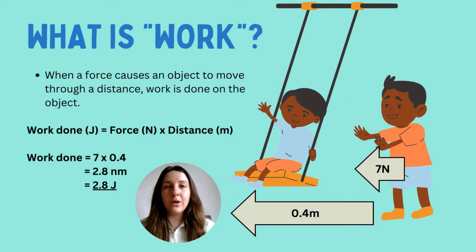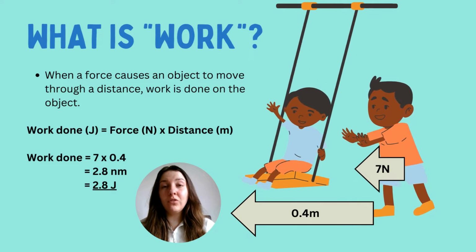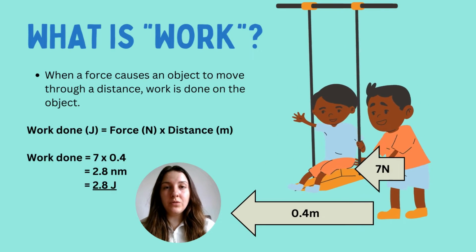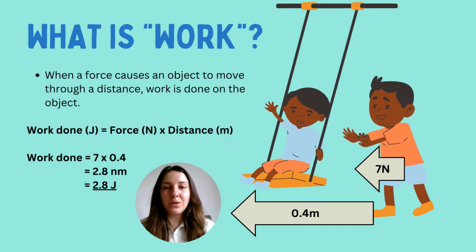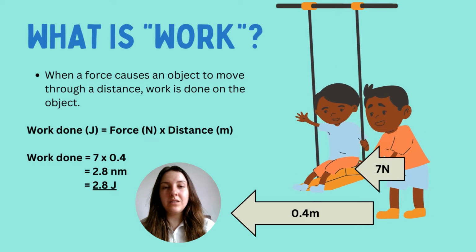And we can calculate work done. Work done is measured in joules. It's a type of energy, like I said. It also can be measured in Newton meters. Remember, 1 joule is equal to 1 Newton meter, so it's quite easy to convert between the two. And work done is equal to the force in newtons times the distance in meters.